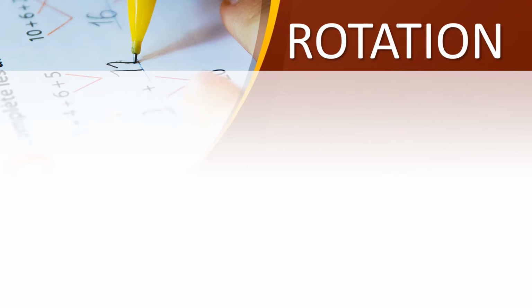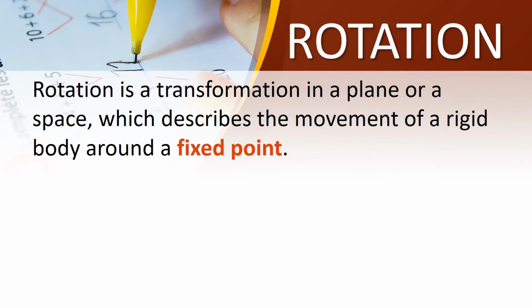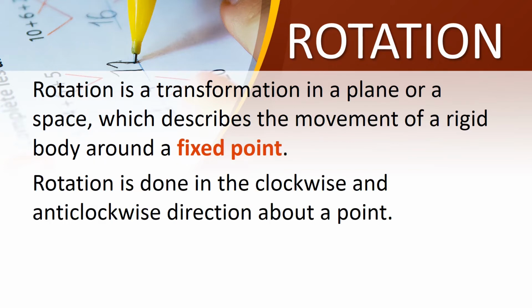Now, what is rotation? Rotation is a transformation in a plane or a surface which describes the movement of a rigid body around a fixed point. Don't worry if you don't understand certain terms. Rotation is done in the clockwise and anticlockwise direction about a point.